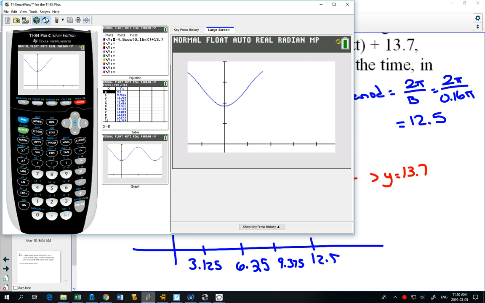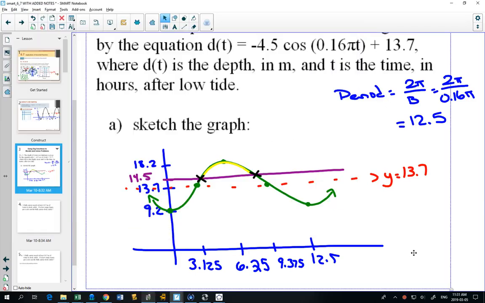And now my graph looks very similar to the graph that I had drawn originally. Again, make sure that you're in radians. The next thing we want to do is graph that purple line at 14.5 to show the minimum depth of water that that ship needs.